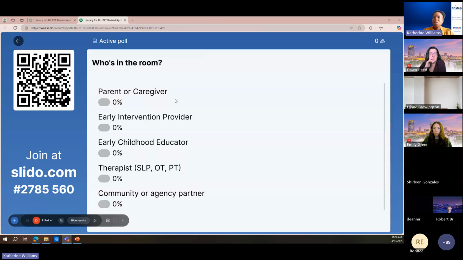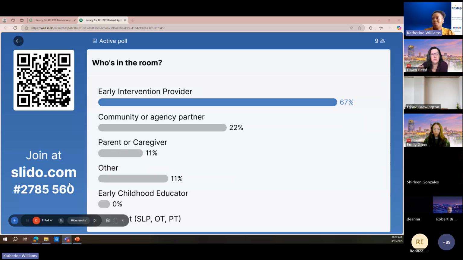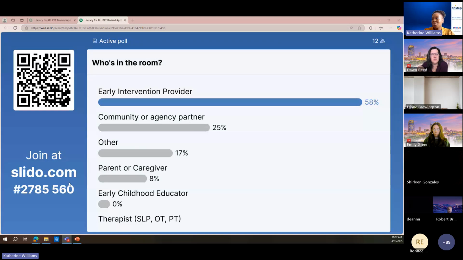Okay, so you can use the QR code to answer the poll, or you can go to slido.com. You don't have to log in or anything like that. You should see a place where you can type the number in, and that number is on the screen as well, 2785560. I would love to see who all is in the room with us, and the results should be coming up now.